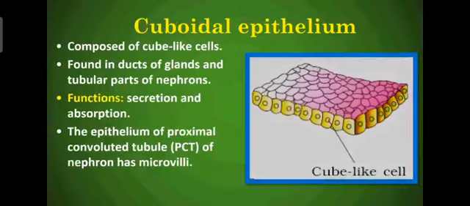Cuboidal epithelium. As the name indicates, the cube shape. If you see the diagram, the cube shape cells are there. It is composed of cube-like cells. Where is it found? Found in the ducts of glands and tubular parts of nephron. Nephrons are present in the kidney. The kidney is made up of millions of nephrons. So the nephron is a tube-like structure.